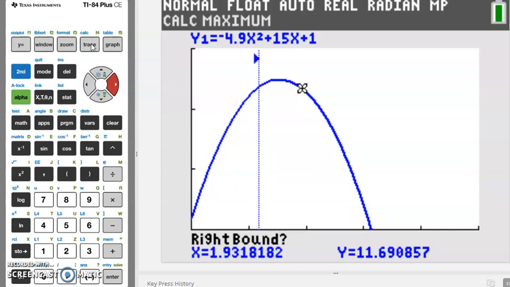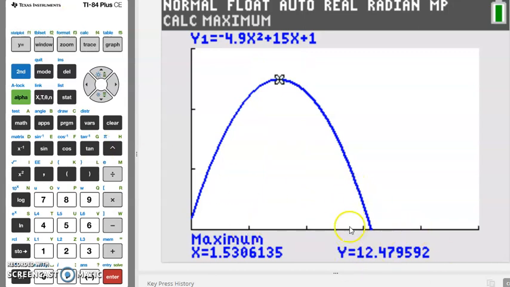Go to the right bound, so it says right bound. Hit enter again, which is the bottom right-hand corner. And then it says guess. Just hit enter for a third and final time. And there is your maximum value. The y value is your maximum. That's the one you're concerned about. And so that means the maximum is approximately 12.5 meters at approximately 1.53 seconds, or 1.5 seconds.